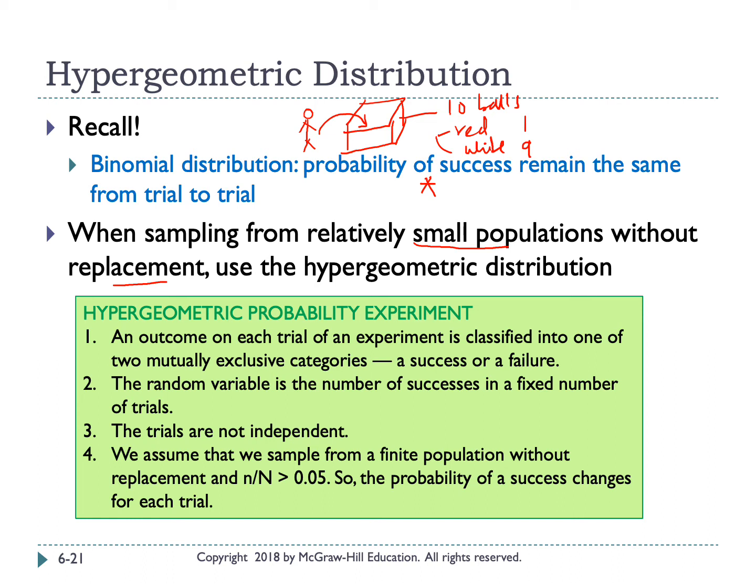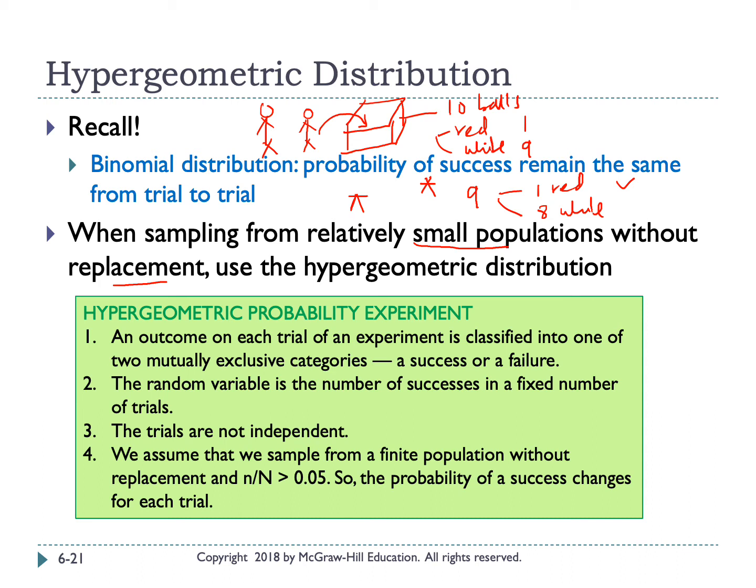For the second person, how many balls are there now? Your population becomes 9, and now you have one red ball and the remaining 8 white balls. So the chance of the second person getting the red ball is higher, right? Because the population is getting smaller and smaller, and the chance is even higher for perhaps the 9th person to pick the ball. So we can see that the pi is changing. The probability of success is changing. In this case, you have to use the hypergeometric.